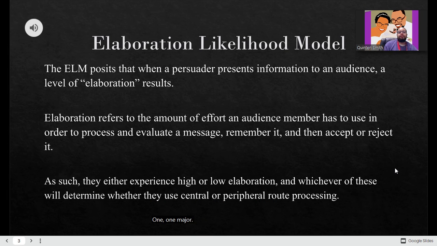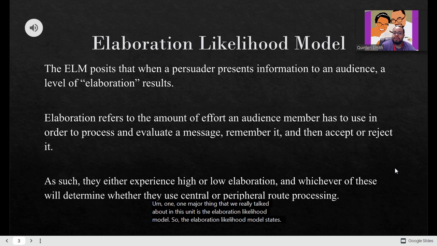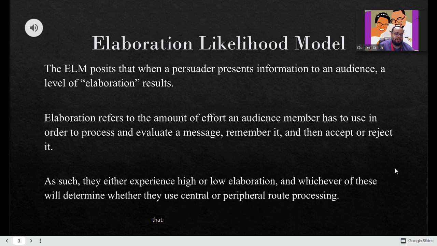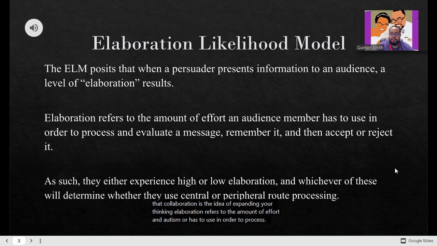One major thing that we really talk about in this unit is the elaboration likelihood model. So the elaboration likelihood model posits that when a persuader presents information to an audience, a level of elaboration results. So remember that elaboration is the idea of expanding your thinking. Elaboration refers to the amount of effort an audience member has to use in order to process and evaluate a message, remember it, and then accept or reject it.